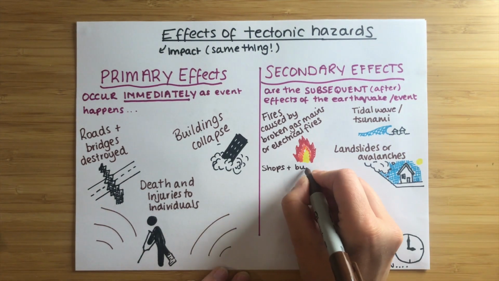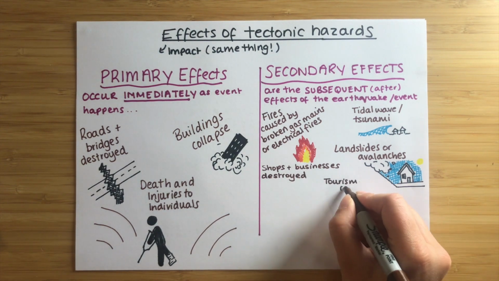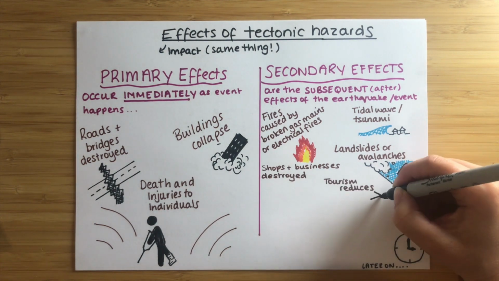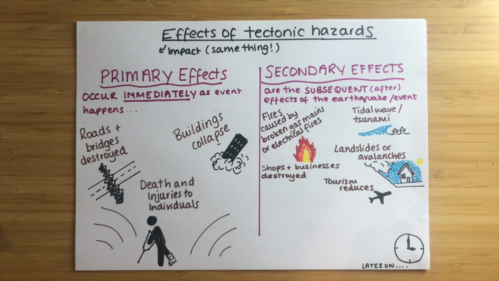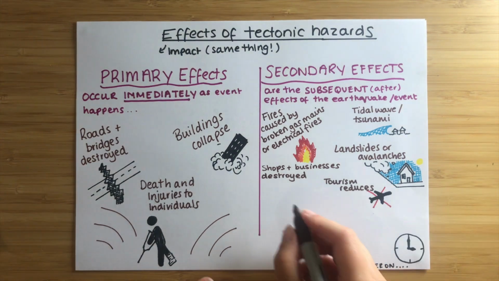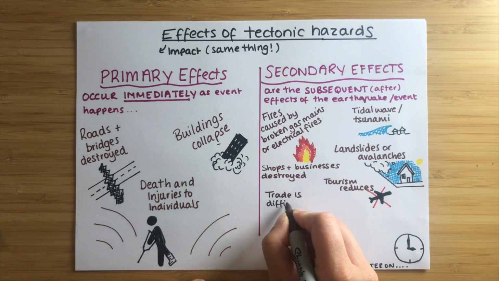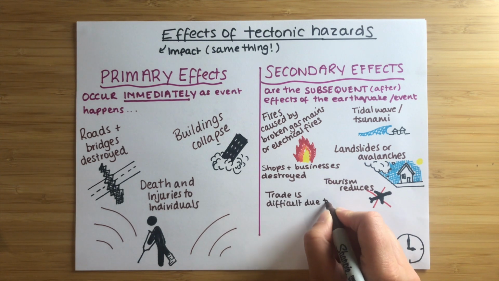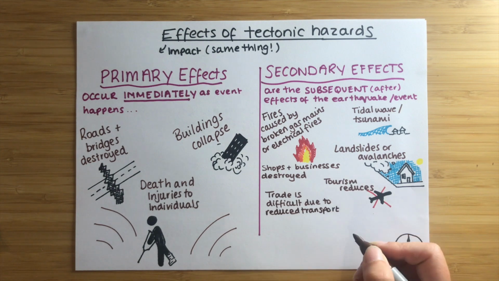Shops and businesses are often really badly affected after an earthquake occurs, and they can lose quite a lot of money. Tourism may also reduce because people don't want to visit an area that has been devastated by an earthquake. After an earthquake occurs, it's very difficult for people to trade with that area because things like roads might be blocked, it might be difficult to get airplanes in, and different types of transport.